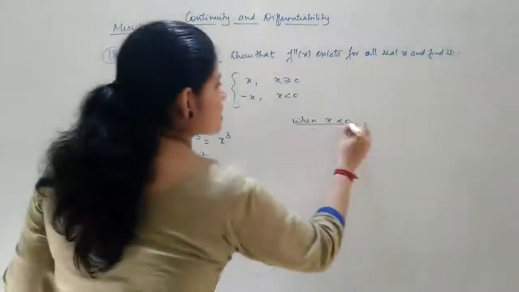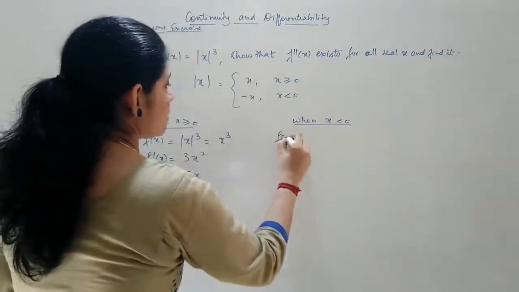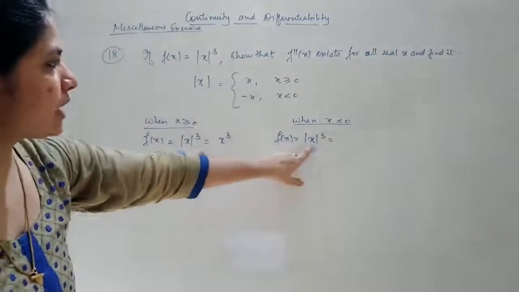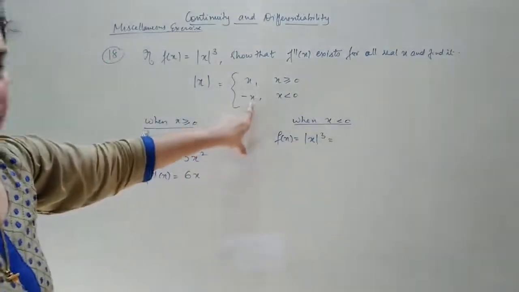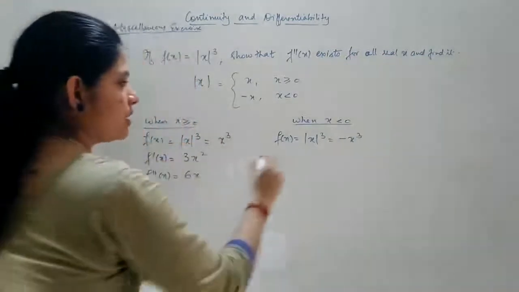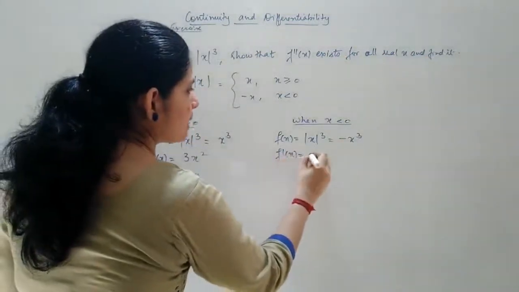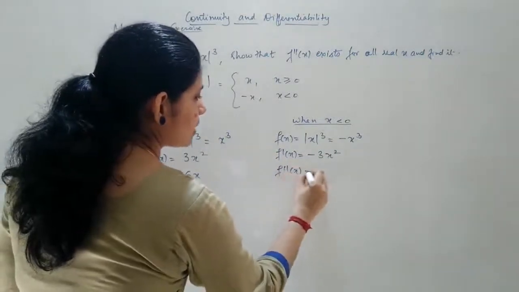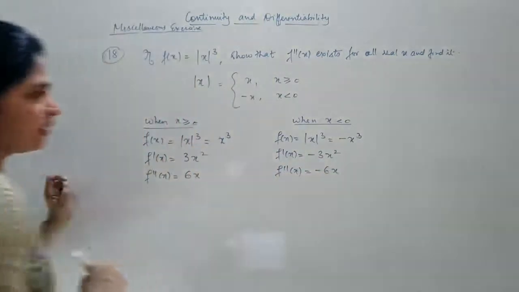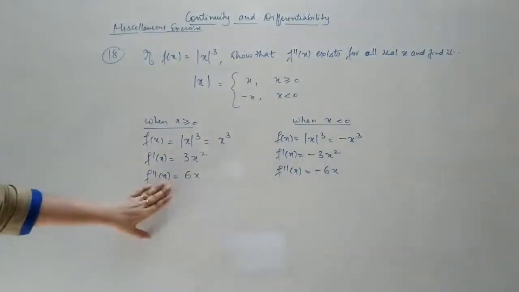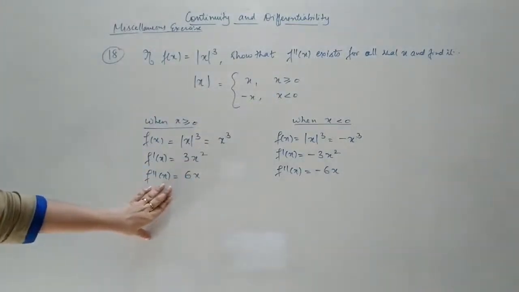Now when you have x less than 0, the function value will become mod of x cube. What is mod x when x is less than 0? Minus x. So you will have minus x cube as the function value, so that your f dash of x will become minus 3x square and f double dash of x will become minus 6x. That means for all real numbers, the second derivative exists.